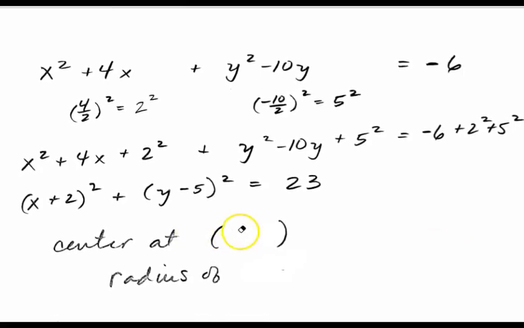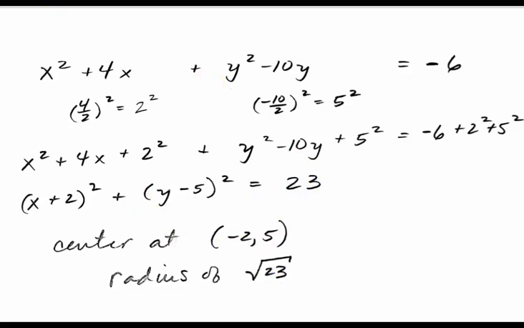We've got a circle. The center is going to be at negative 2, where that equals 0, at 5. So negative 2 comma 5, with a radius of, you always want to remember on the other side, this is r squared. So it's a radius of square root of 23.